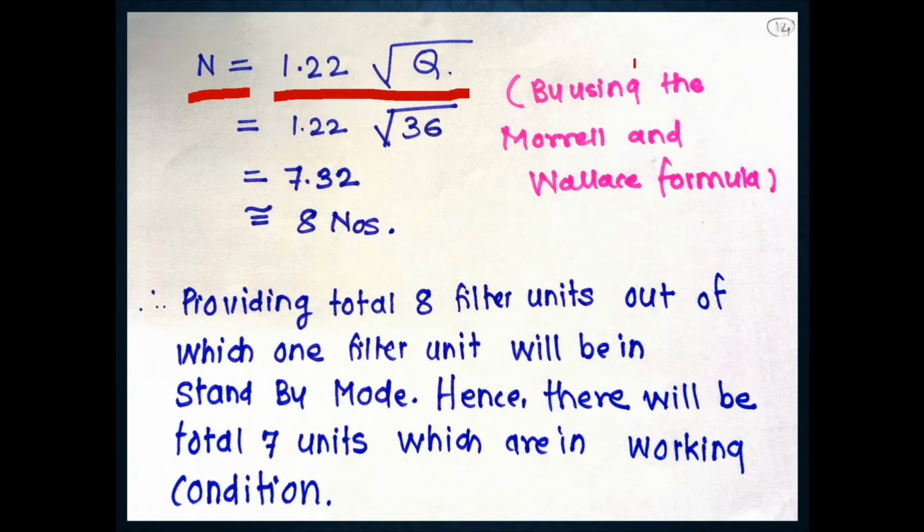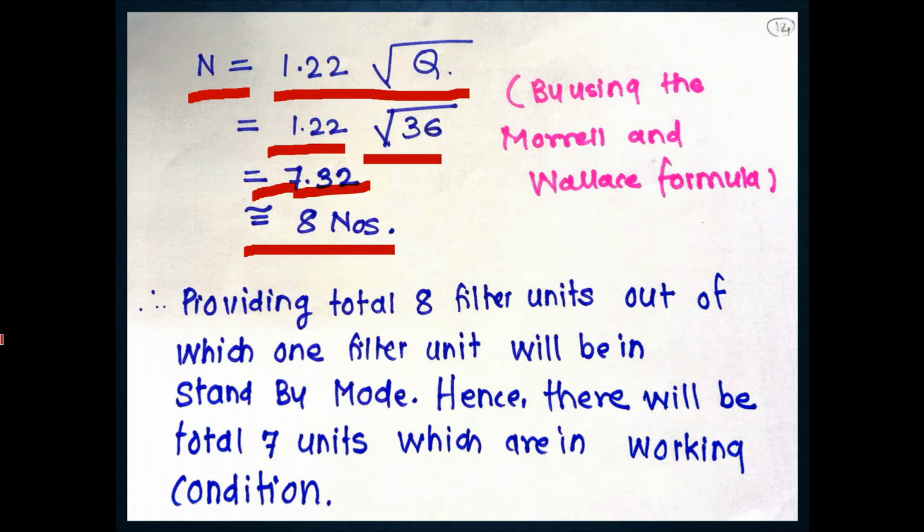We have to write down square root of 36 multiplied by 1.22, and this is an empirical formula developed by experiments and judgment, not having a theoretical background, but a rough estimation. If you want to know, go for this formula. Your answer comes out to be 1.22 times square root of 36, which is 6, and the multiplication comes out to be 7.32, meaning approximately 8 filter units you have to provide.